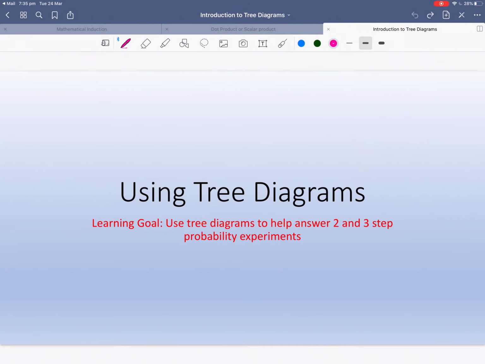Alright, so we're going to use tree diagrams in probability. So the learning goal is to use tree diagrams to help answer 2- and 3-step probability experiments. If you're looking at this in an order, we looked at arrays that help us do this. Now we're going to look at tree diagrams.